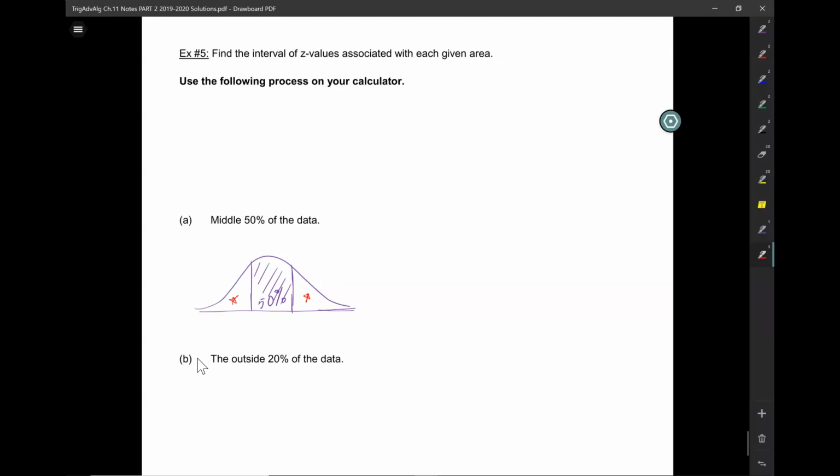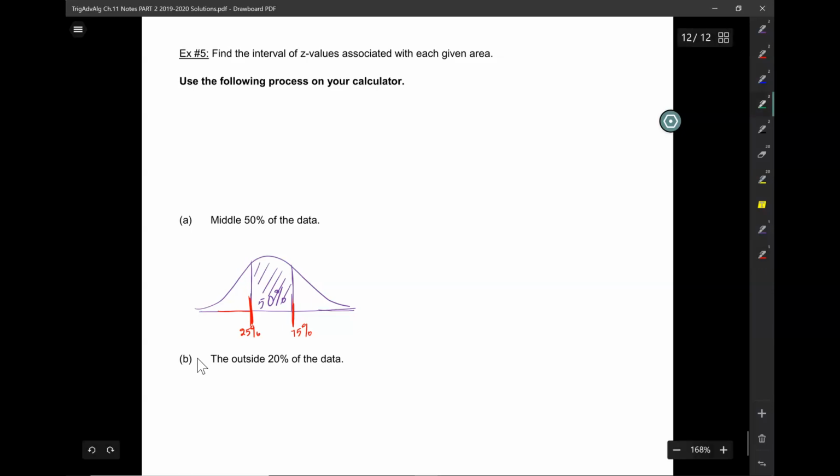25%. So that means by the time I've come to this point here, I've reached 25% of the data. And then the purple part is an additional 50% of the data. So by the time I've come here, I've reached 75% of the data. Okay? All right. So now I'm going to use my calculator to figure out what is the z-score at the 25 and the 75% mark. That means how many standard deviations is that?